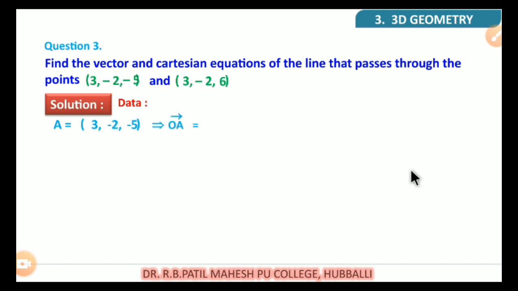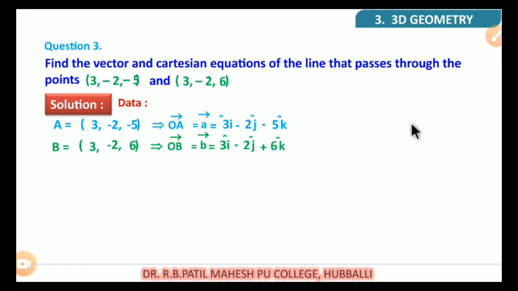Therefore, the vector OA is equal to vector A, which can be written as 3i minus 2j minus 5k. The second point is B, which has the coordinates 3, minus 2, 6. This implies OB vector is equal to vector B, therefore it is equal to 3i minus 2j plus 6k.